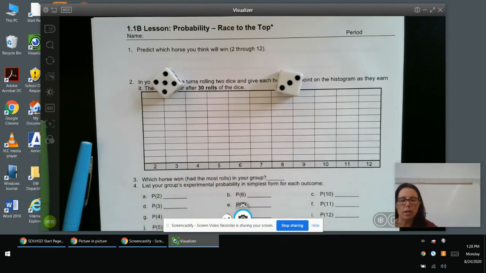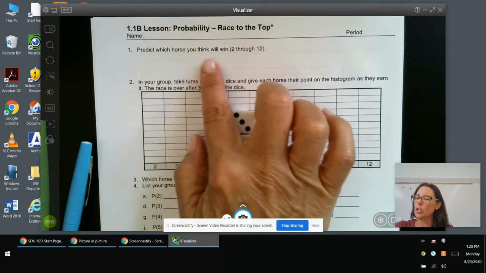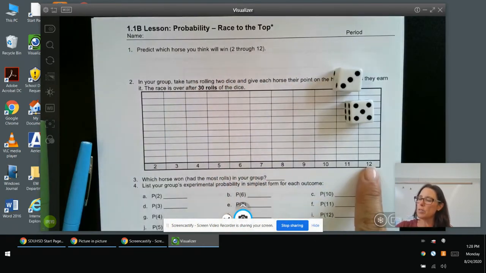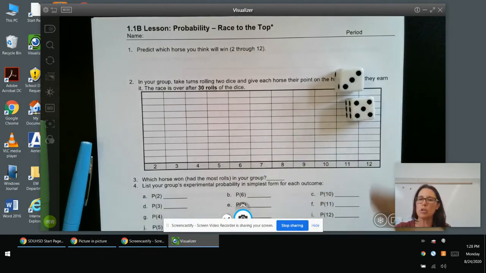Okay, so I think what I'll do, well, first of all, I'm going to take a guess at which horse, 2 through 12, I think will have the most showings. Okay, so I'm going to take a guess. You're going to take a guess. I'm going to let you guys guess first without hearing what my guess is. So go ahead and do that. And then you're going to want to pause me, and you're going to want to do 30 times.